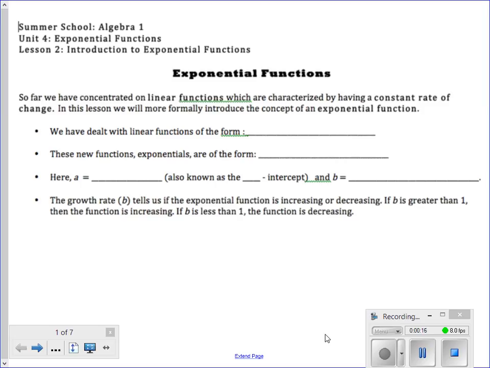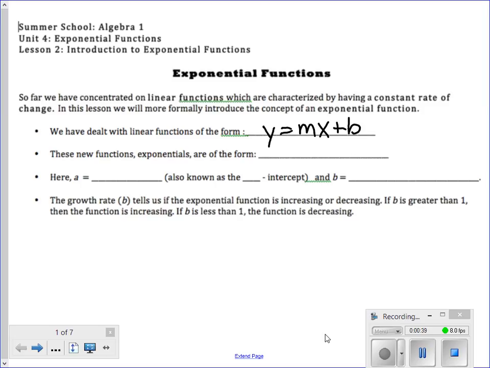All right, so it says here, so far in this course, we've concentrated on linear functions, which are characterized by having a constant rate of change. In this lesson, we will more formally introduce the concept of exponential functions. What we've been doing so far in this course are linear functions, and those are in slope-intercept form, y equals mx plus b.